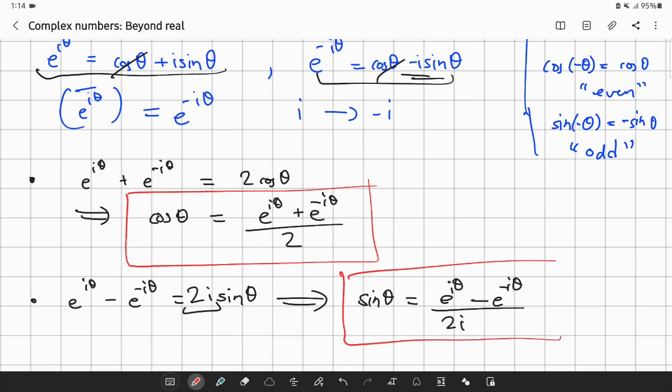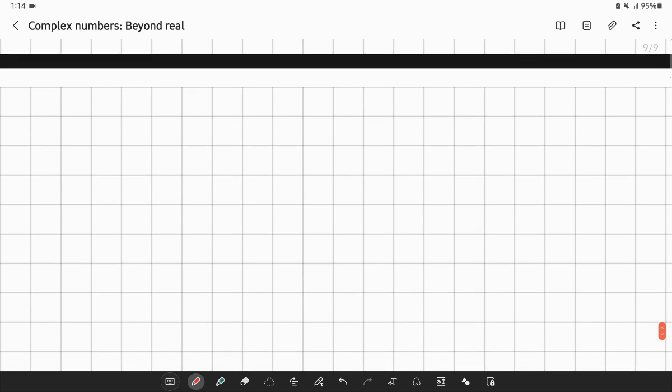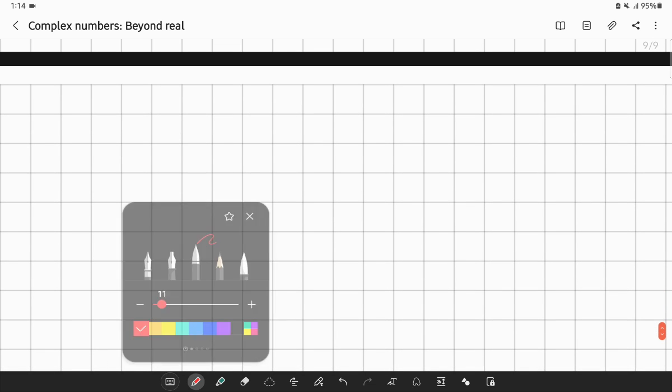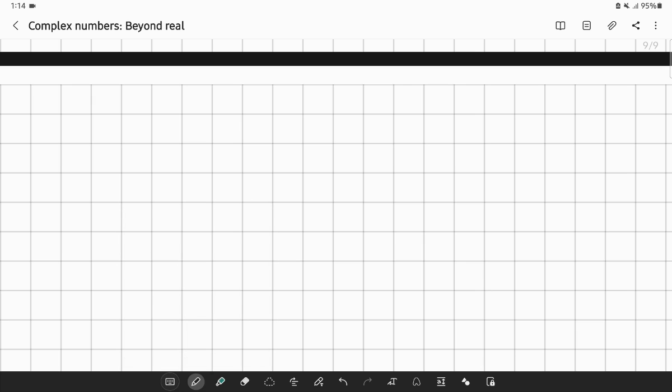Now these two relations, you have to keep them in your mind. They'll be useful in calculations and integrations later on. These things will come up a lot, even in other topics. Okay, so let's do a few examples based on these relations. The question is to find the double angle relations for cosine using the exponential representation of cosine.